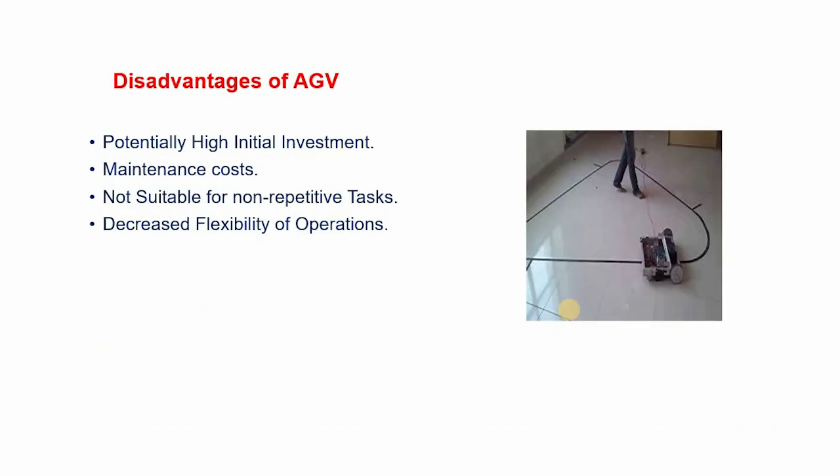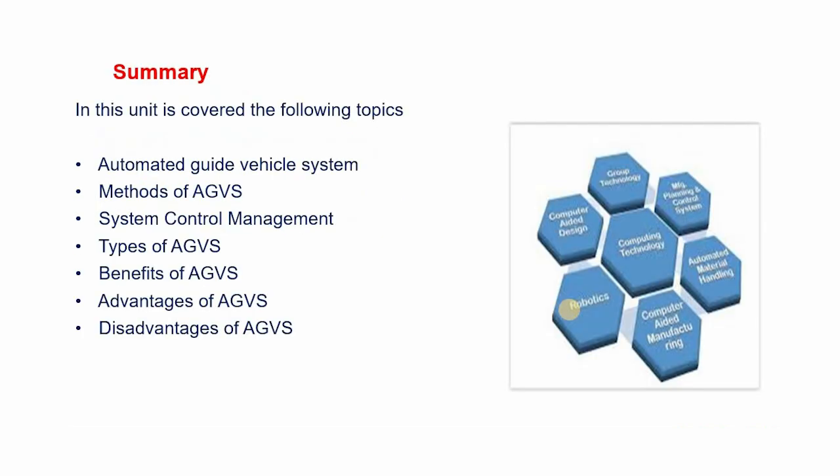There are some limitations in automated guided vehicle systems, such as a potentially high initial investment, so the investment cost is high initially. Its maintenance cost is also high. It is not suitable for non-repetitive tasks. It also decreases flexibility of operations. These are some limitations of automated guided vehicle systems.